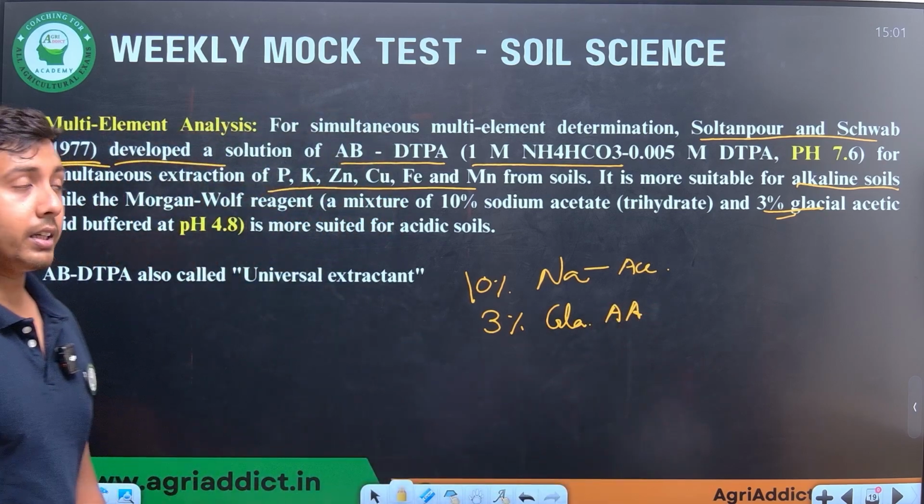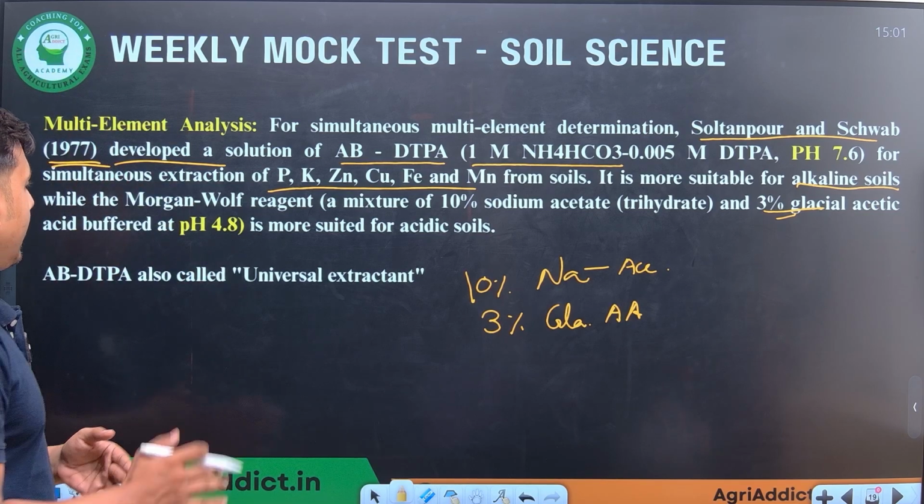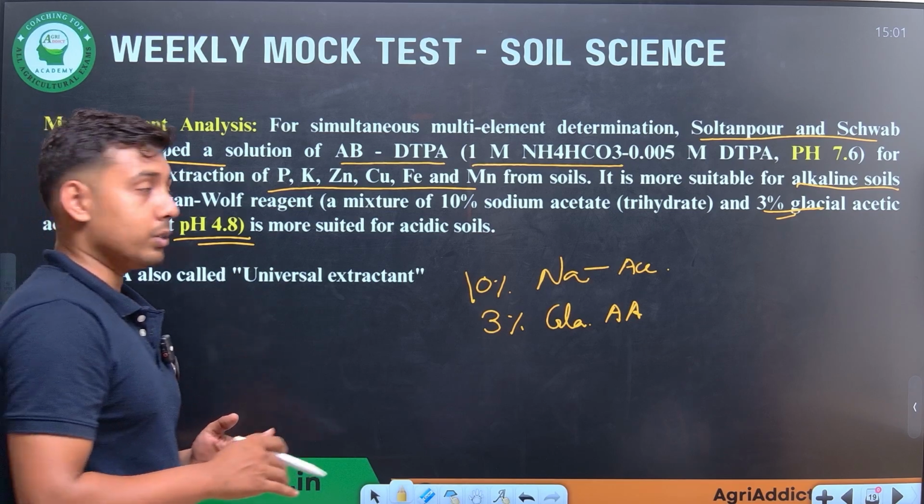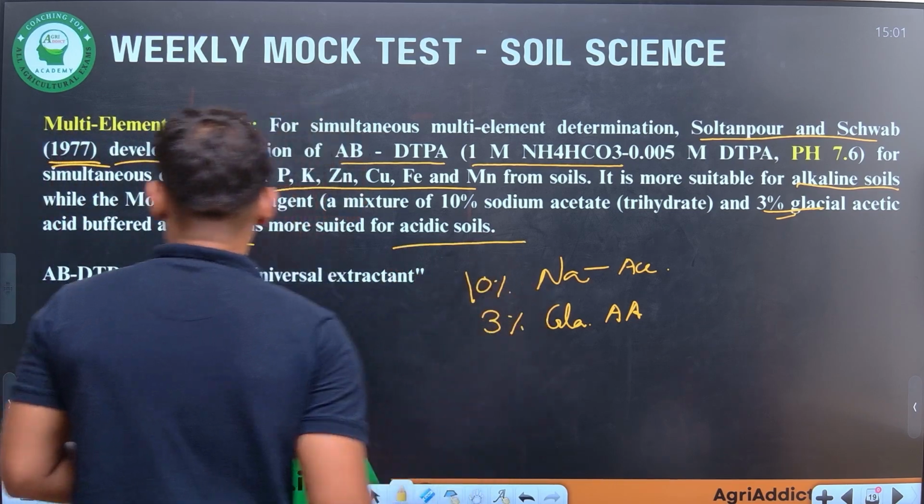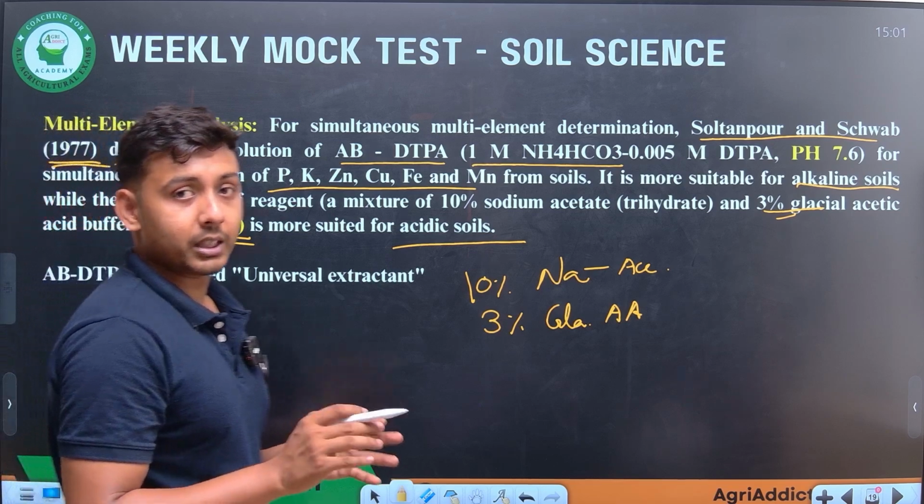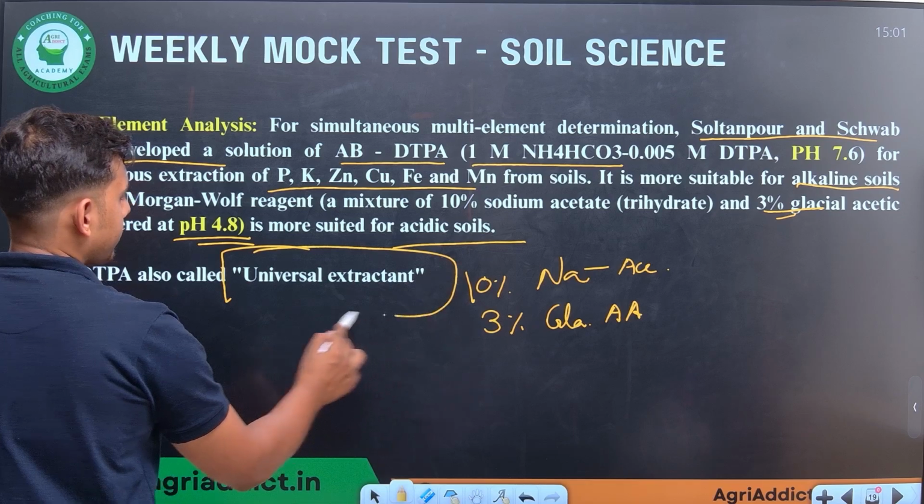So this is the reagent, that is the mixture of those. This is the Morgan-Wolf reagent, and it is buffered at 4.8 pH, and it is suitable for acidic soil. And additional information for that, ammonium bicarbonate DTPA, the ABDTPA, is also known as third cell extract.